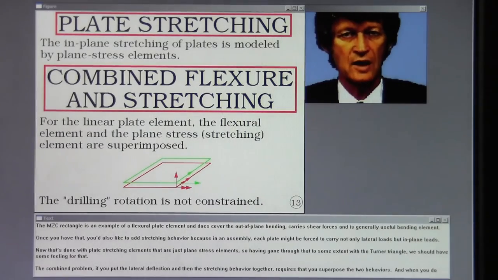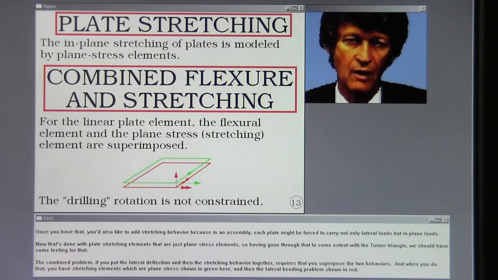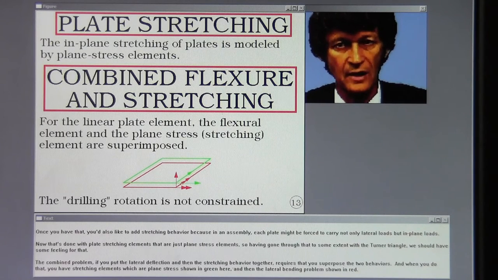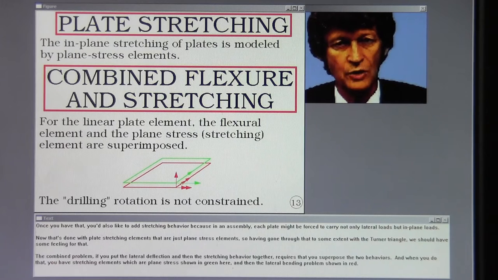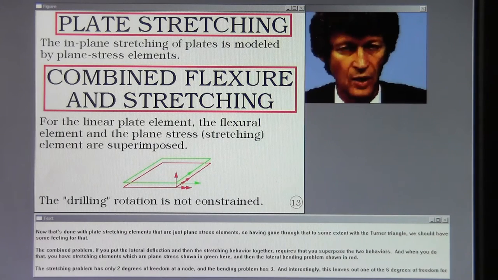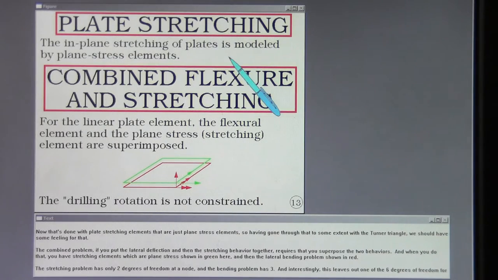The MZC rectangle is an example of a flexural plate element and does cover the out-of-plane bending, carries shear forces, and is generally a useful bending element. Once you have that, you'd also like to add stretching behavior because in an assembly, each plate might be forced to carry not only lateral loads, but in-plane loads. Now that's done with plate stretching elements that are just plane stress elements.